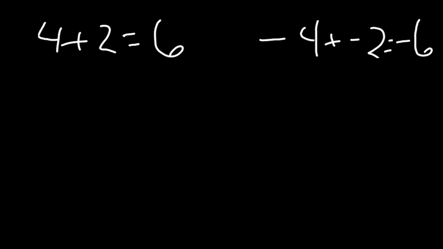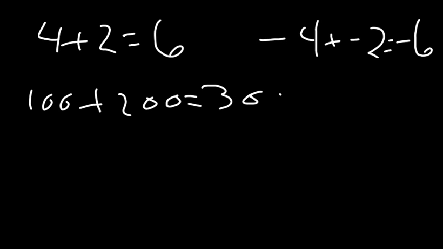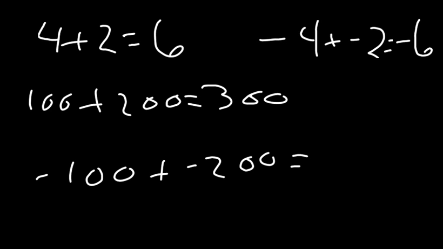When you have two negative numbers and you add them, you get a negative number, and all you do is add. So most of you know 100 plus 200 equals 300. So what would negative 100 plus negative 200 be? Well, that would be negative 300.